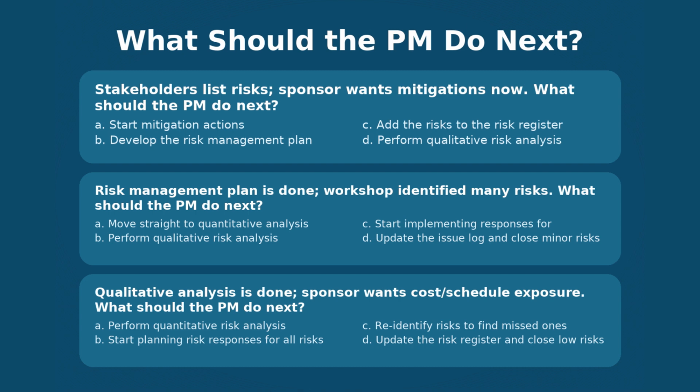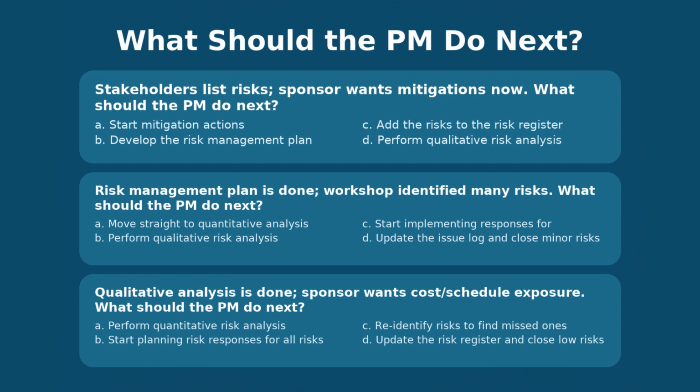You have just picked up the project, stakeholders are already throwing risk statements at you. The supplier may delay, permits may be late, weather could hit us. The sponsor says, let's put mitigation plans in place right now. What should the project manager do next?